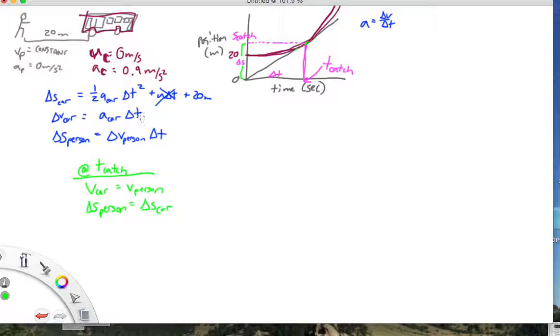Terms of v and s and t. So I hope that doesn't lead you astray. Okay, now it's time to start combining equations. So here's how we're going to do it.